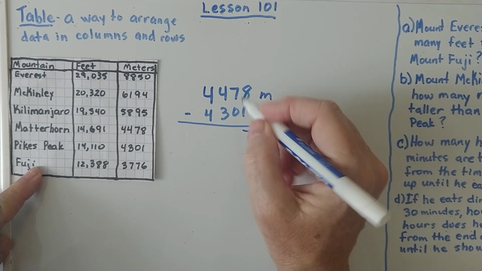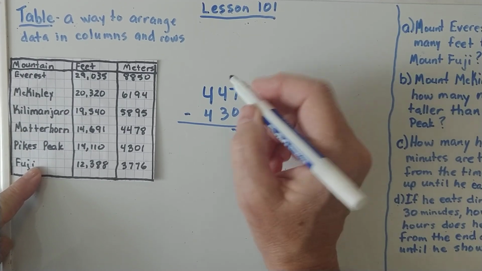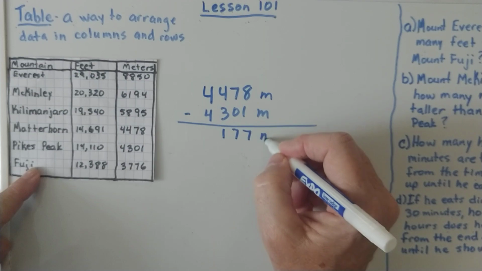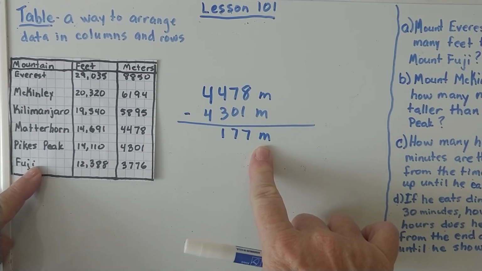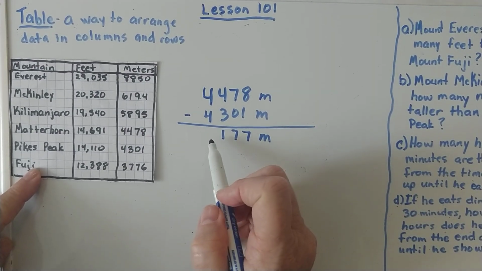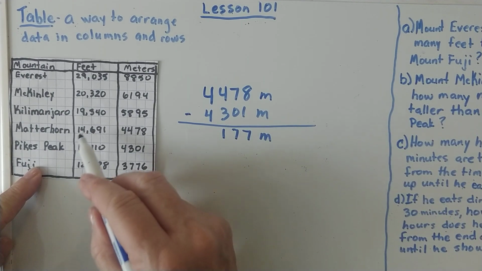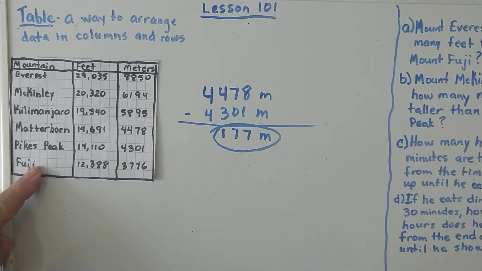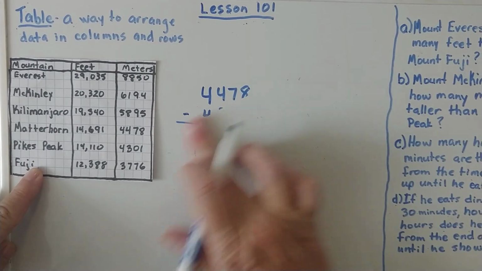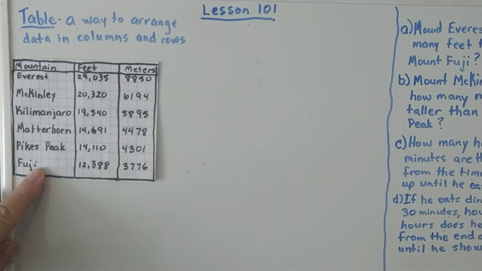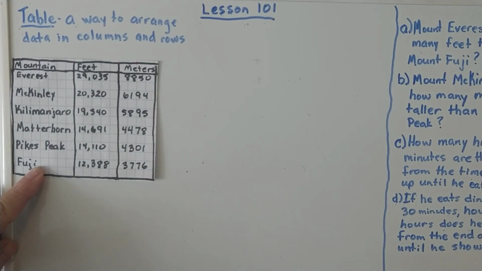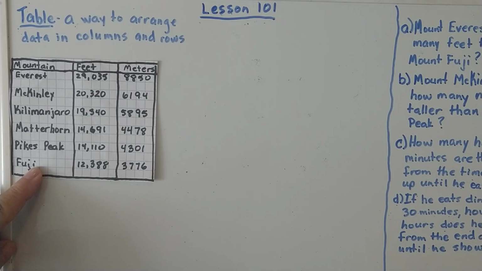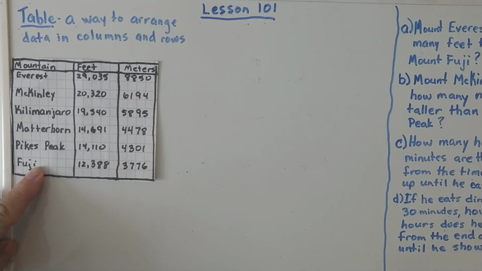8 take away 1, 7, 7 take away 0. Okay, don't forget your M for meters. So what is the difference? How much taller is the Matterhorn than Pikes Peak in meters? It's 177 meters taller.